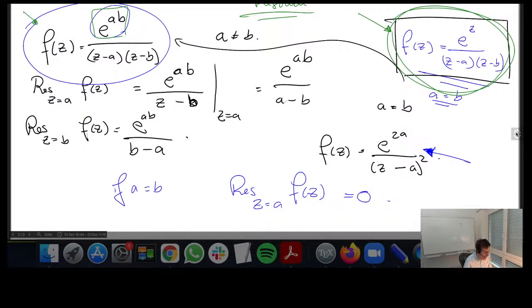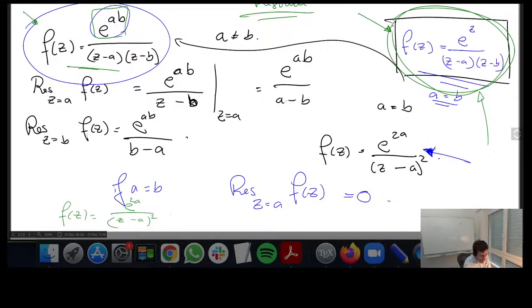Now, when a is equal to b, in this example, of course, the residue is just 0, because you just have a constant over z minus a squared. If a is equal to b, then the function f of z is just equal to e to the a over z minus a squared, and so the residue is just 0. And so it's very easy to compute. For this one, it's a little more interesting calculation, and it'll be shown in the exercise classes.